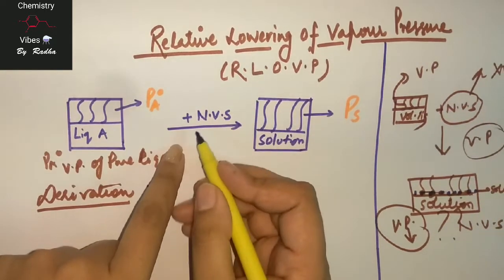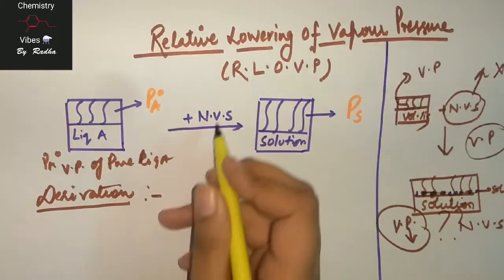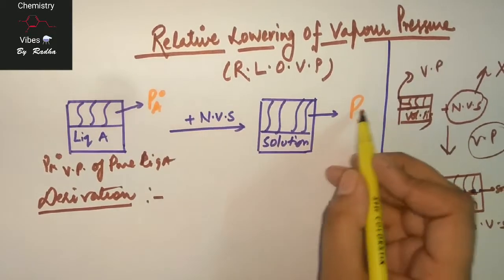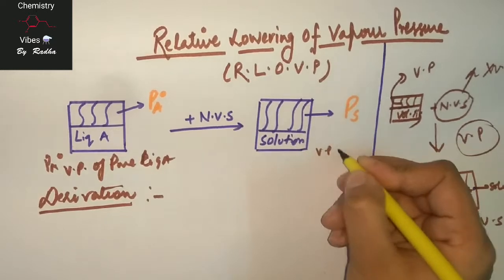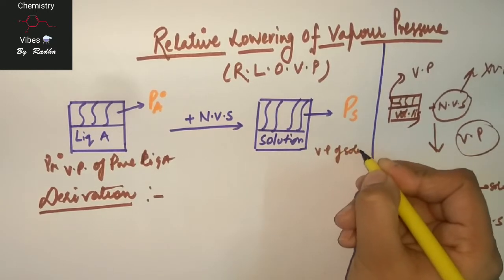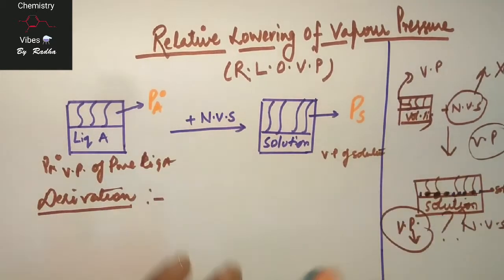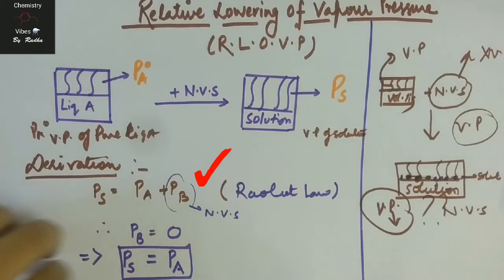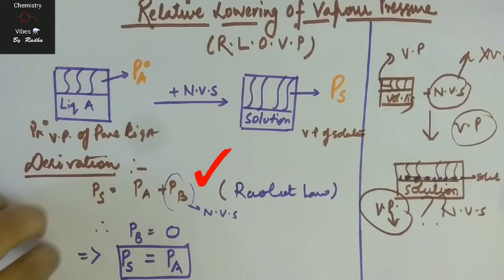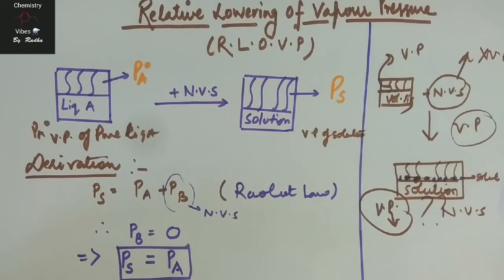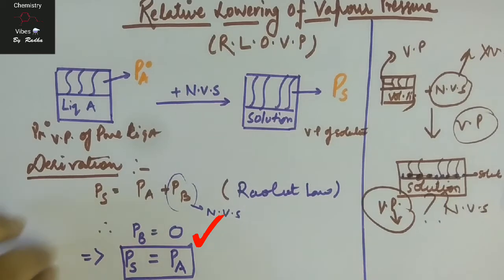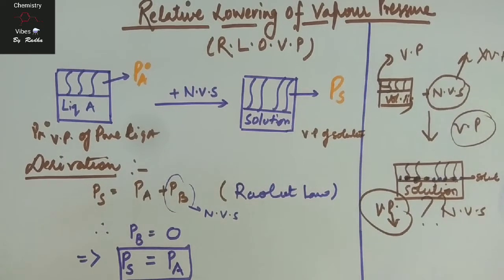Now when you add any NVS, non-volatile solute, to a pure liquid, you get a solution, and let us assume that PS is the vapor pressure of the resultant solution. According to Raoult's law, PS is equal to PA plus PB. This we have done. But here B is the NVS, and PB is 0 because NVS does not have any vapor pressure. Therefore, PS is equal to PA.